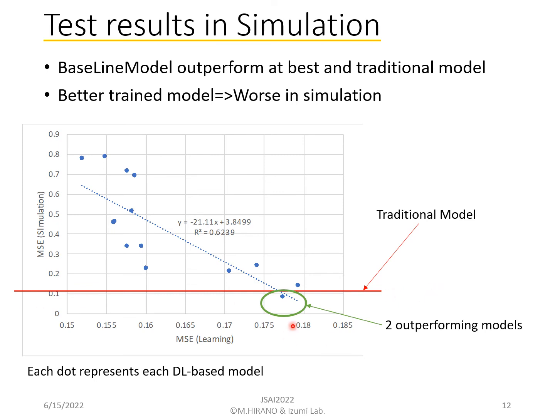According to this result, there are two models outperforming the traditional HFTMM models, which means that our deep learning-based approach can work in these two models. However, there is a reverse relationship between the MSE in learning and the MSE in simulation, which means that a model better trained on actual data shows worse behavior in simulations. This is very, very interesting. So we analyzed more about this.